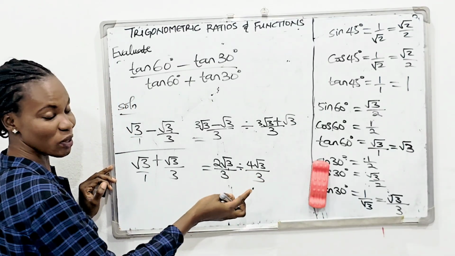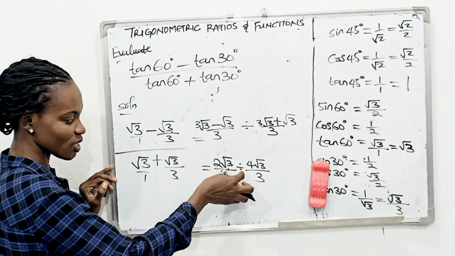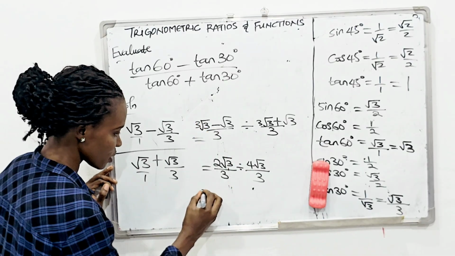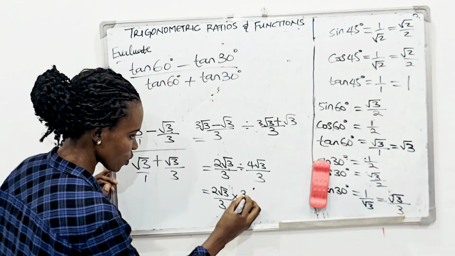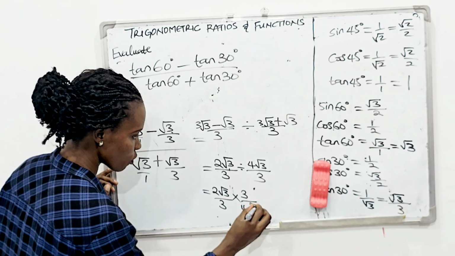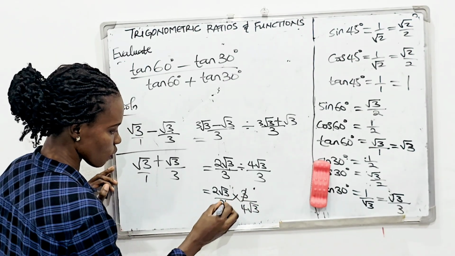The way we do division of fractions, we change it to times and take the reciprocal. So I have 2 root 3 over 3 times 3 over 4 root 3. This will knock off this.